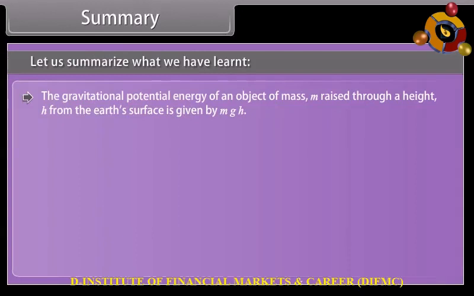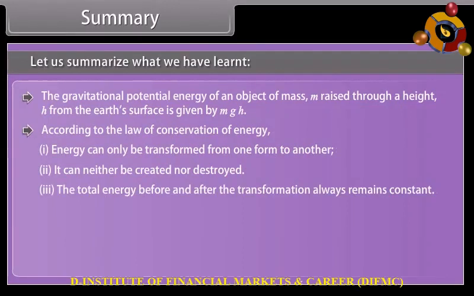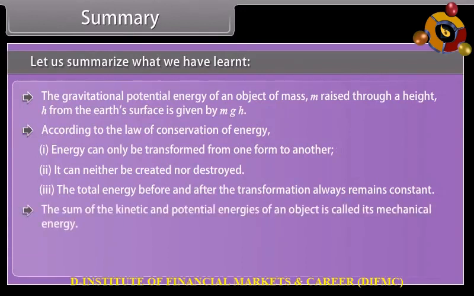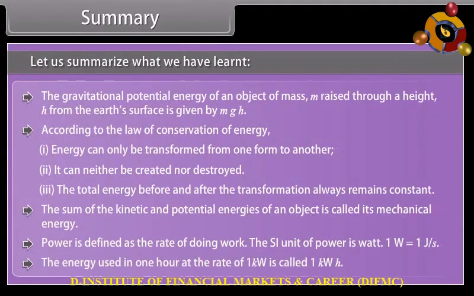According to the law of conservation of energy, energy can only be transformed from one form to another. It can neither be created nor destroyed. The total energy before and after the transformation always remains constant. The sum of the kinetic and potential energies of an object is called its mechanical energy. Power is defined as the rate of doing work. The SI unit of power is watt. 1 watt is equal to 1 joule per second. The energy used in 1 hour at the rate of 1 kilowatt is called 1 kilowatt hour.